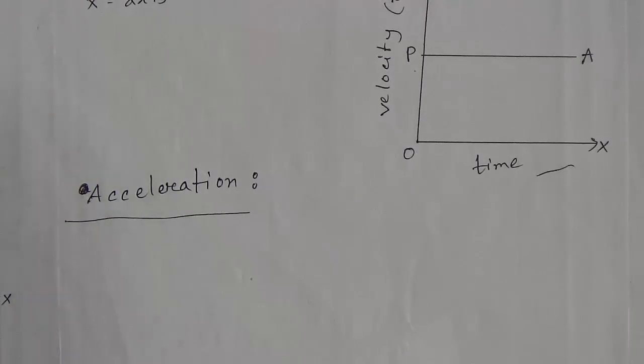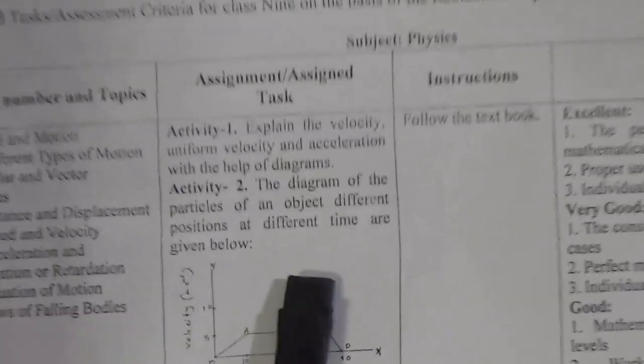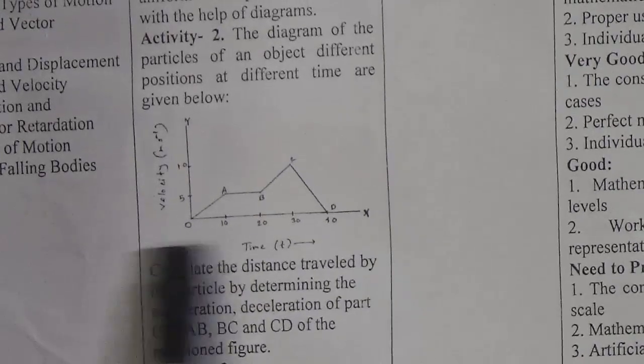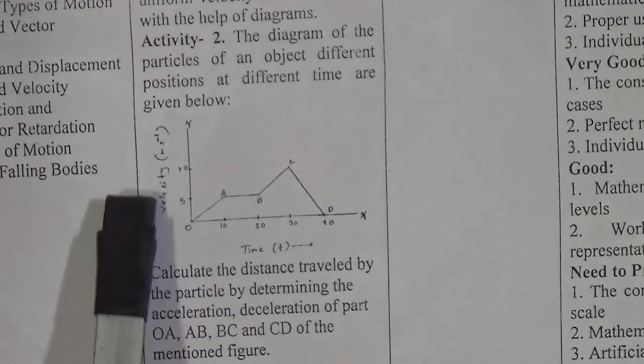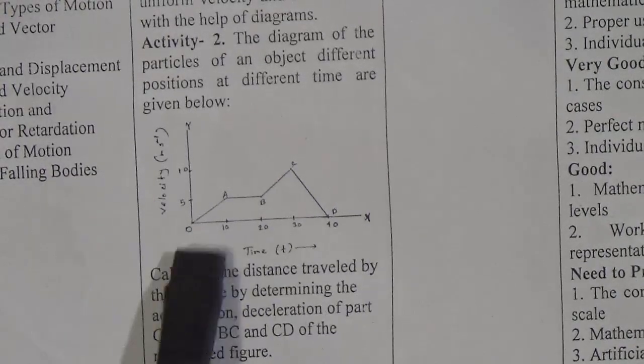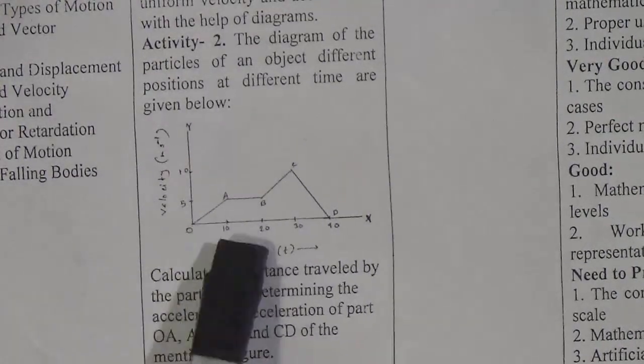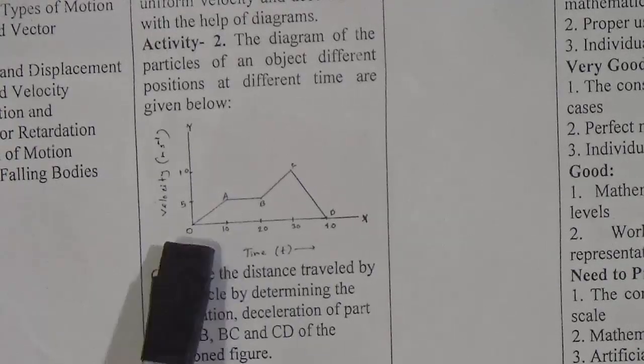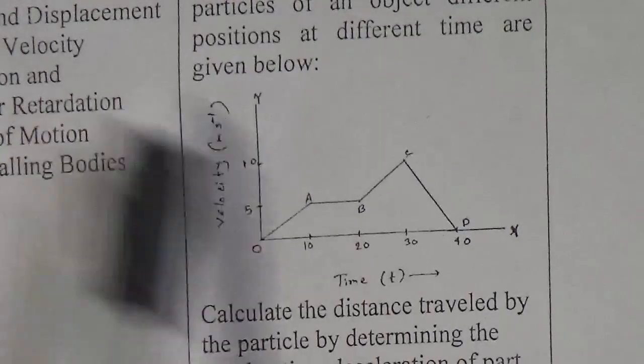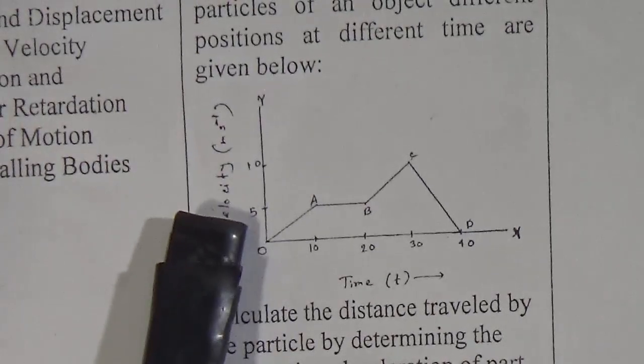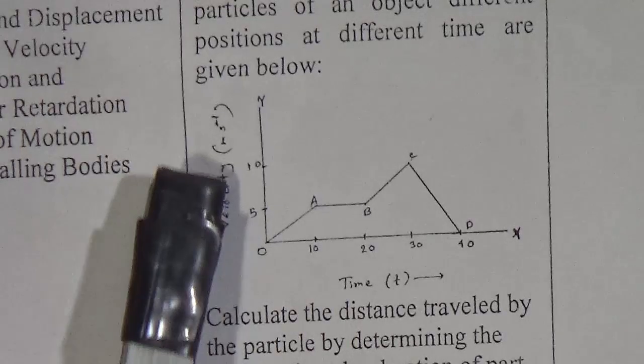Okay, then next task 2 or activity 2. The diagram of the particles of an object at different positions at different times is given below. Here is given the figure: in the x-axis it will be time, and in the y-axis this is velocity. In the x-axis the time given is 10 second, 20 second, 30 second and 40 second. In the y-axis velocity is 5 meter per second, 10 meter per second.